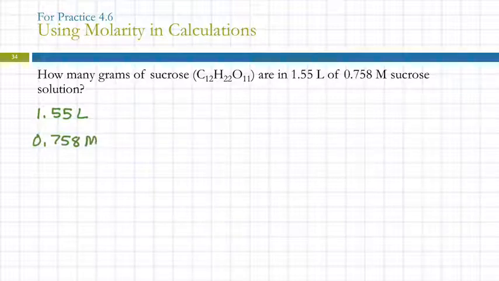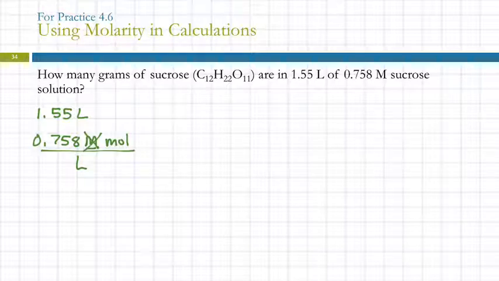We've got 0.758 capital M. Now, in my experience, students tend to forget what the capital M means, and then they have trouble because it doesn't cancel out with anything. So instead of writing capital M, write what it means, moles divided by liters. And again, anytime you have something per something, make it a vertical fraction.